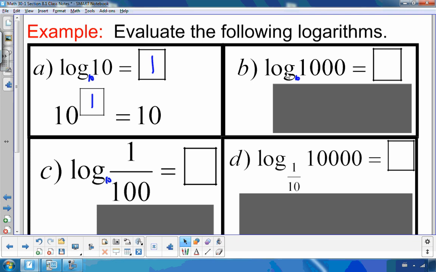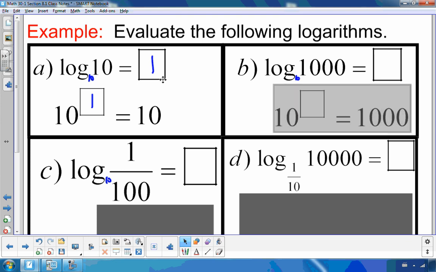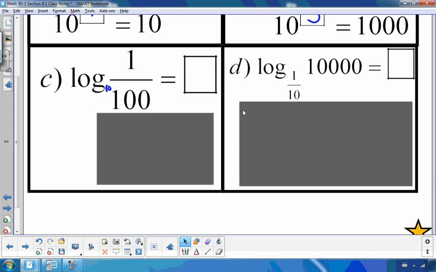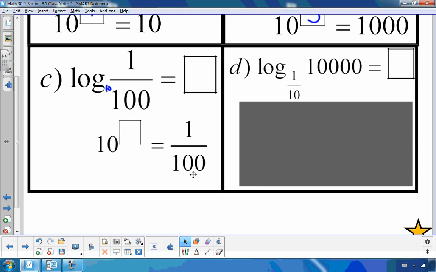Okay, log of 1,000, or log base 10 of 1,000, is saying 10 to what exponent gives me 1,000? Well, I would have to multiply 10 by itself 3 times to get 1,000, so this log has a value of 3. Okay, over here, log base 10 of 1 over 100. Okay, so that's like saying 10 to what exponent gives me 1 over 100? Well, you know that 10 squared gives you 100, but again, since the base is a whole number and the answer is a fraction, I'm going to raise it to a negative. So the answer to this would be -2.